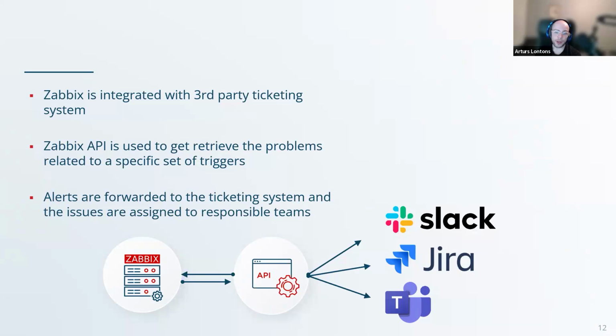And we have a variety of integrations right out of the box using webhooks. Here I've mentioned Slack, Jira, Microsoft Teams. So not just ticketing systems, also messengers can be used with Zabbix. But in this scenario, they've opted to use Zabbix API because maybe it's a custom ticketing solution, but it's completely up to you. Are you going to use Zabbix API or are you going to use webhooks or maybe a combination of both? That's completely up to you. This is where the flexibility of the tool comes in.